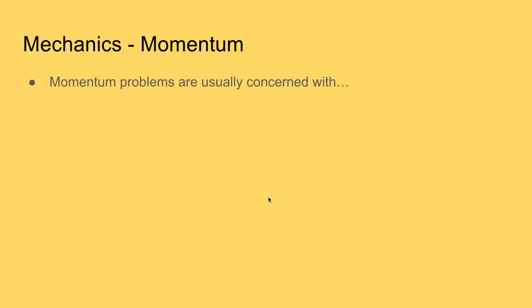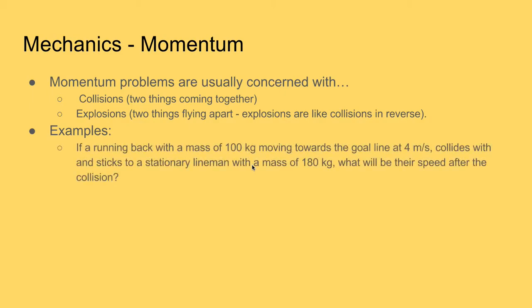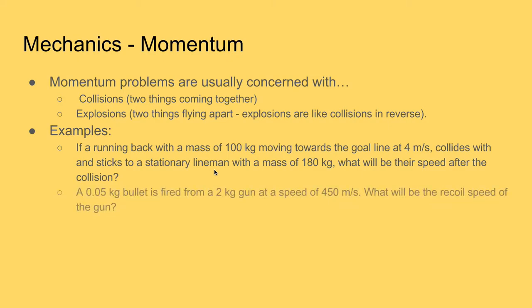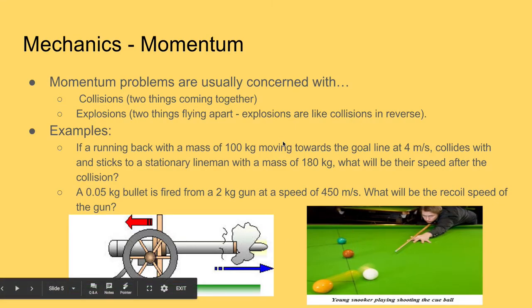Then we're going to move on to momentum. So that's concerned with collisions, two things coming together. So we'll study cars crashing, or explosions, two things flying apart. And explosions are like collisions in reverse, so it's the same process, the same type of problem. So some examples, we might talk about running backs crashing into linemen, okay? Or we might talk about bullets being fired from a gun. So here's an explosion problem, and here's a collision problem.